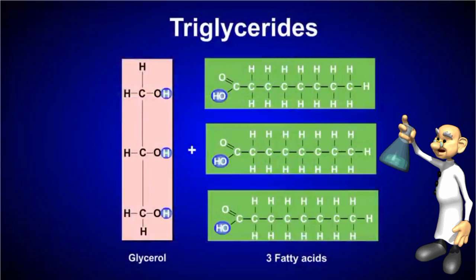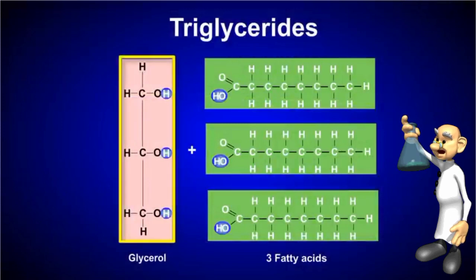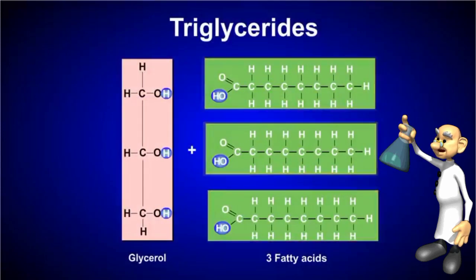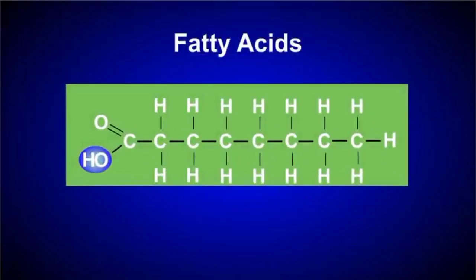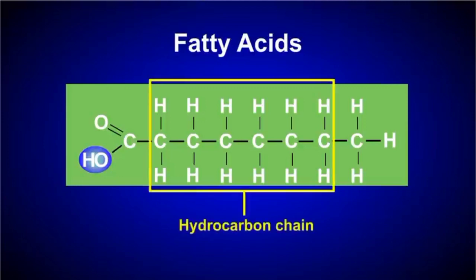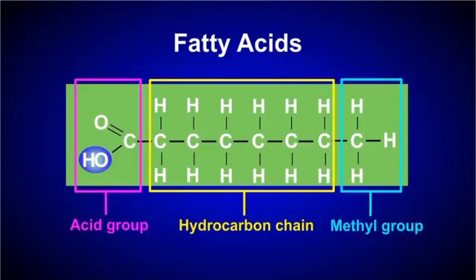At the molecular level, triglycerides contain two types of subunit molecules, glycerol and fatty acids. Let's take a quick look at fatty acids. A fatty acid has three main parts: a chain of carbon and hydrogen atoms called the hydrocarbon chain, a methyl group at one end, and an acid group at the other end.